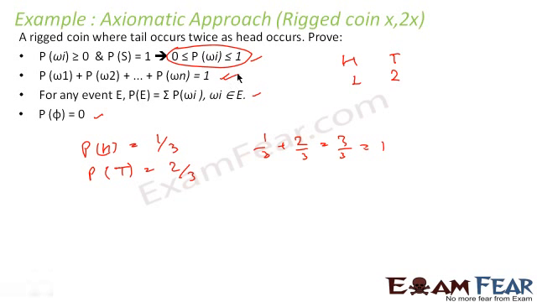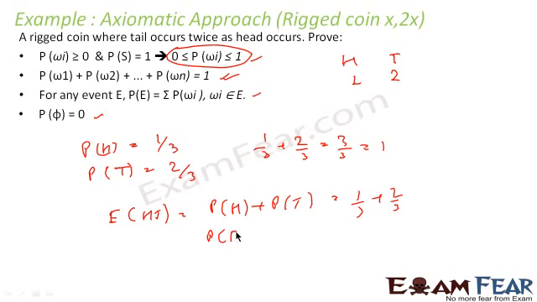Since we can take any event, let's suppose the event is head or tail. Then the probability of this event is P(E) equal to P(H) plus P(T), which is 1 by 3 plus 2 by 3, so the probability of event head or tail is equal to 1. That is also true. Now we have the probability of phi. Let's suppose we assume that we get an electric shock when we throw a coin. That never occurs, so the probability of that event is 0.